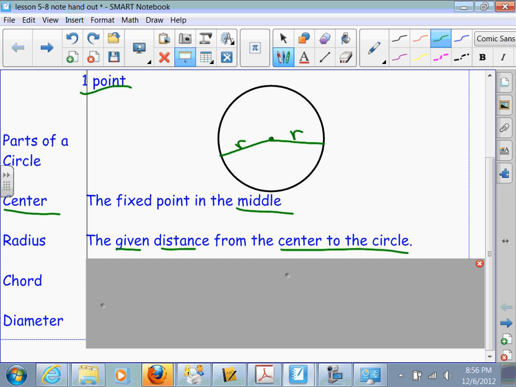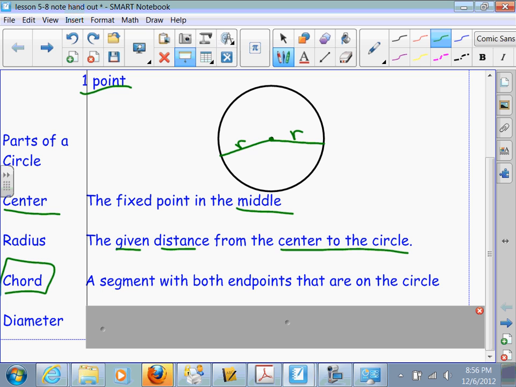Now, a term that you probably haven't heard of before is the term chord. A chord is a segment with both endpoints on the circle. So neither one of these radii is a chord, but if I put an endpoint on the circle, both my endpoints on the circle, and now I make a line segment between those, that would be a chord. And if I label this AB, then I have a line segment AB, and if you relate it to the circle, now we call it chord AB.